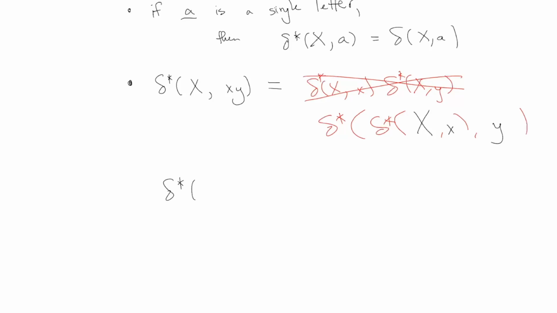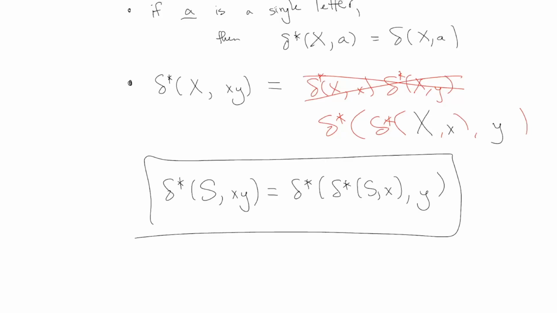Maybe just in case this is confusing, I'll use an S, just so you don't get the big X and the little x confused. It looks like this, and this is weird looking, but it is a very natural idea. And the idea on the right-hand side, you see this inner thing. It says first, start in state S and read through x. And then the outer one means starting wherever this ended up, you read through y. That's how you should interpret this whole thing.